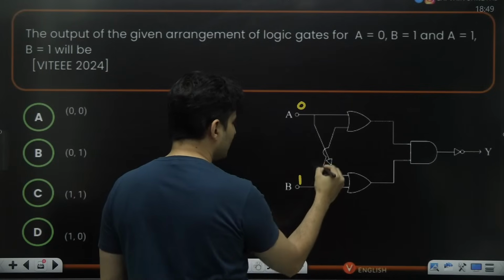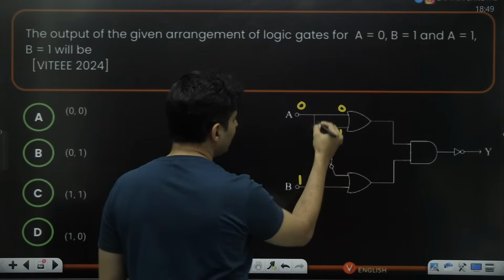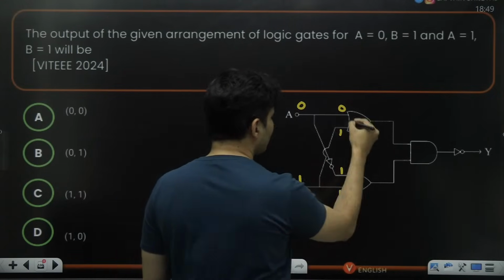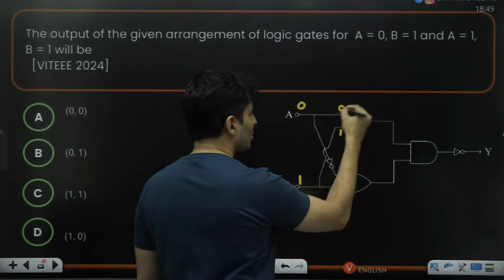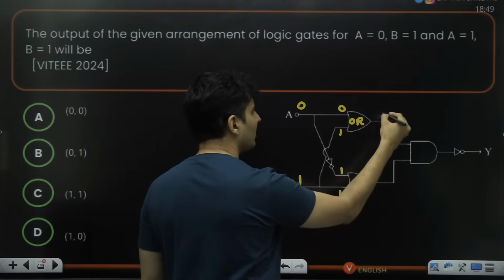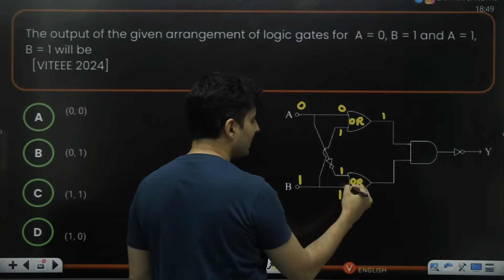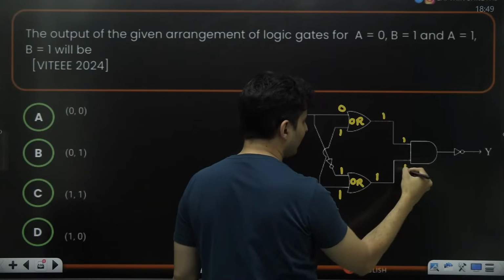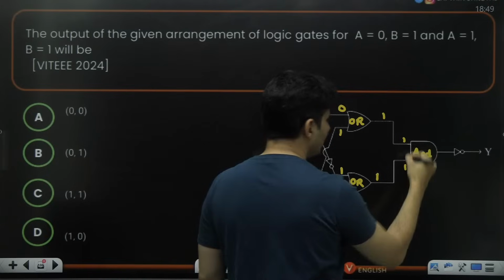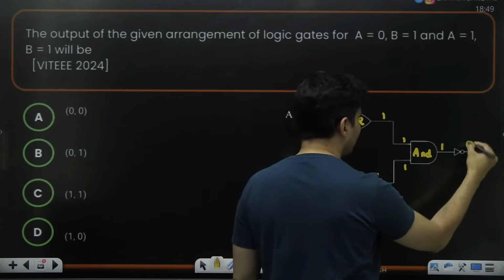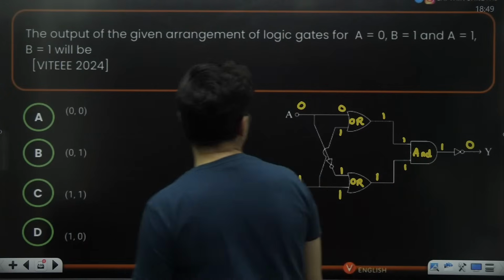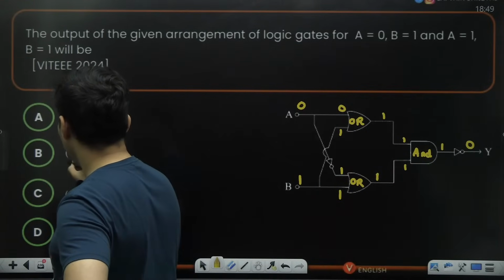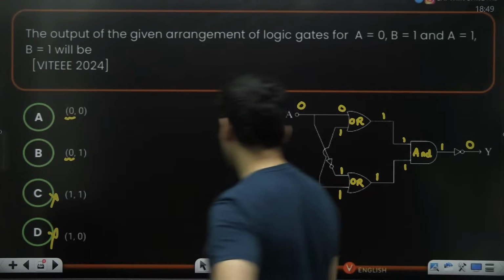So B, if it is 1, the same 1 will go here, the same 0 will come here. The 0 will become negative and it will become 1. The same 1 will go here. This is an OR gate. So when you do an OR operation, if any one is true, it is true. This is also an OR gate. You can see that curved line. 1 or 1 is 1. This 1 will carry forward, this 1 will carry forward. This is an AND gate. So 1 and 1 is 1. The negative of that is 0. So the output will be 0. The first answer will be 0. Everybody with me? Okay. So C option and D option got eliminated.